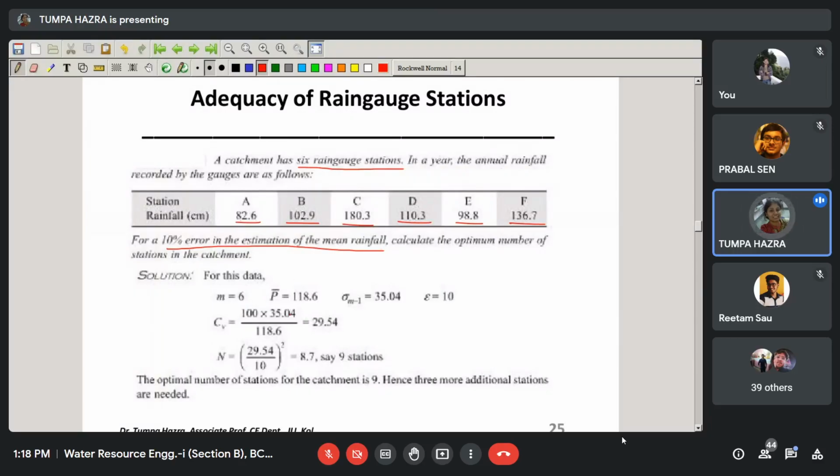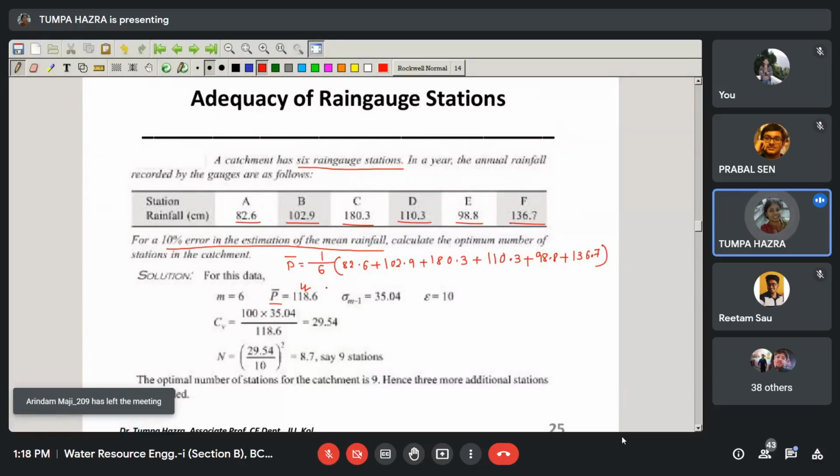So first you have to determine the P average. P average is equal to 1 by 6 into 82.6 plus 102.9 plus 180.3 plus 110.3 plus 98.8 plus 136.7. It will become 118.6.